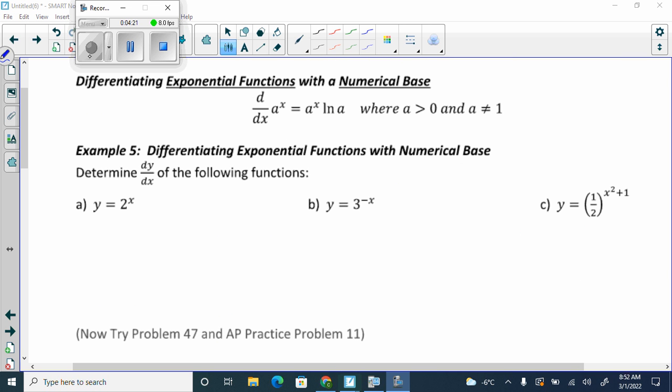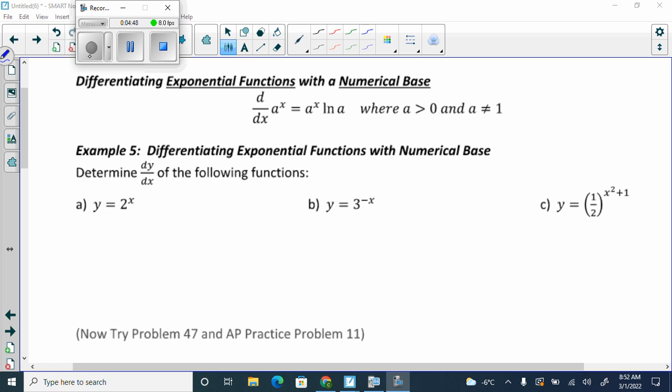So this one is differentiating exponential functions with a numerical base, which we've done before. This is just a repeat of everything we've done. So whenever we take the derivative of an exponential function, right, with a numerical base and a variable exponent, what do we do? We rewrite it, ln the base, and then what? Derivative of the exponent. So there's always 3 chain links, right?